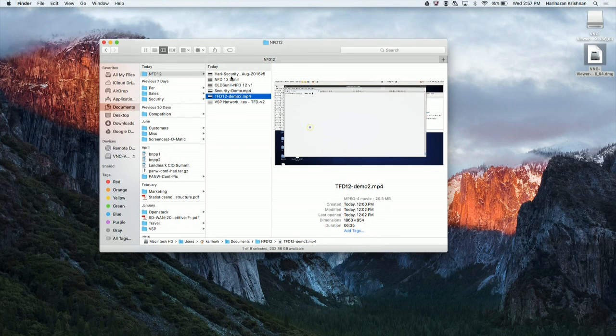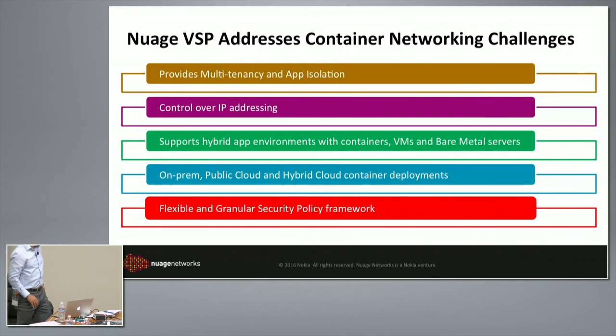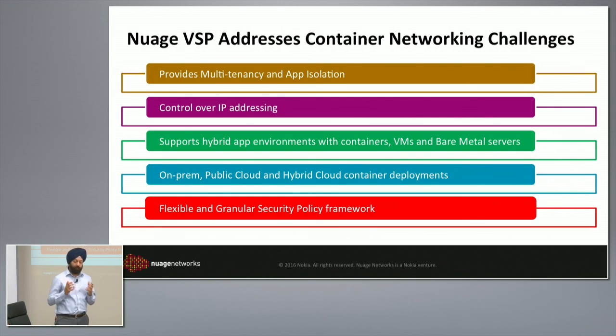Now I'm going to quickly wrap up, just summarize what we bring to the table here. So in conclusion, what you saw today is that with VSP and Kubernetes, we're providing you with a multi-tenanted solution, right, with app isolation within a single tenant. We give you full control over IP addressing, and given our platform's richness, we're able to support hybrid environments which connect VMs, containers, and bare metal servers together. And we can deploy our solution on-prem or in public cloud. And then finally, most important probably, is our very granular, very flexible security policy.